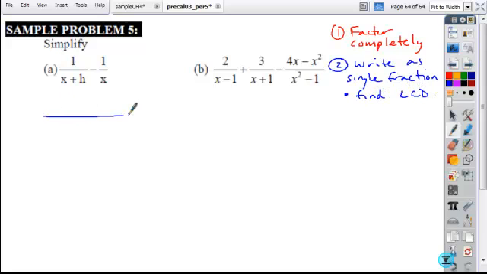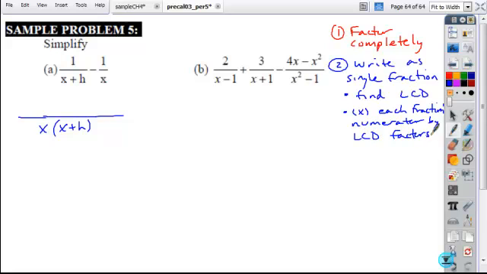When we write it as a single fraction, you need to include every factor of each denominator. So we have an x plus h factor, and we need a factor of x. There's our two LCD factors, a binomial and a monomial factor. Once you find your LCD, you're going to multiply each fraction's numerator by the LCD factors that are missing from its denominator.